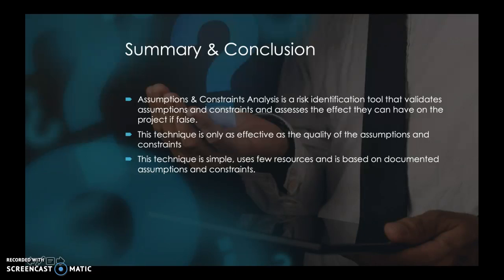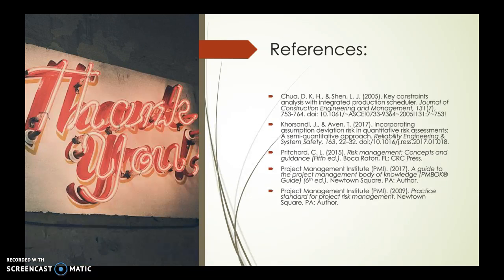So in summary and by way of conclusion, assumptions and constraints analysis is a risk identification tool that validates the assumptions and constraints for the project and assesses the effect they can have on the project if false. It's a technique that's only as effective as the quality of the assumptions and constraints, but it's a simple technique. It uses few resources and it's based on documented assumptions and constraints.